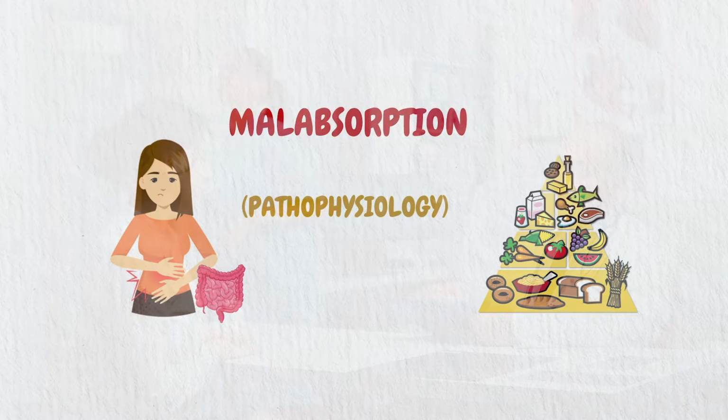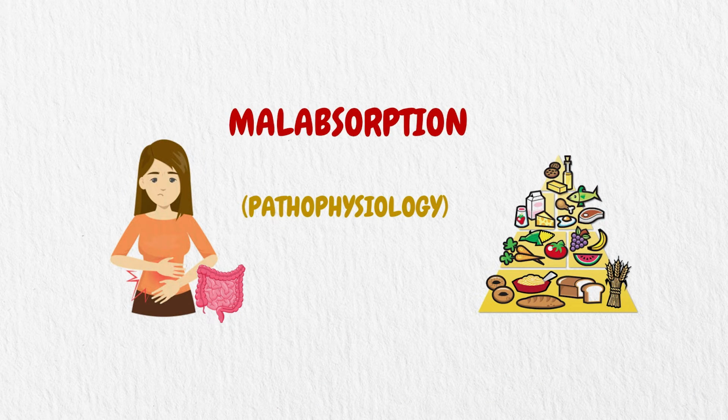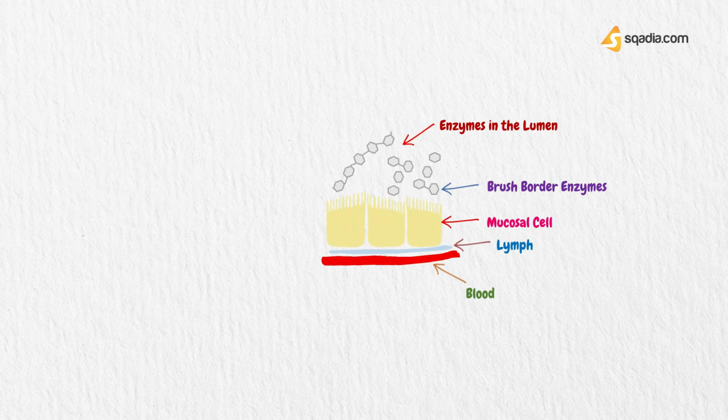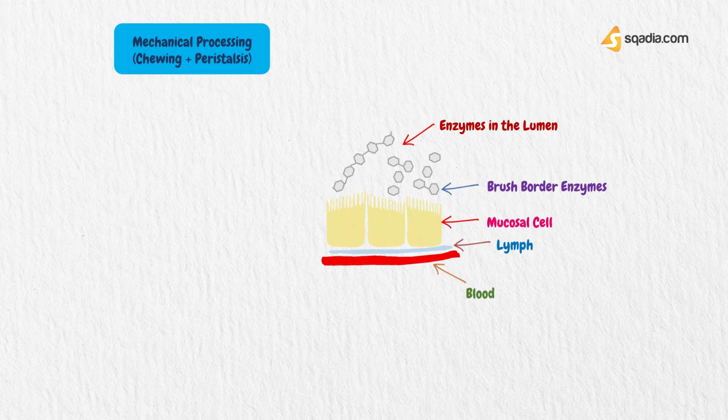In clinical practice, it is very common to come across patients with malabsorption. So, in this lecture, my goal is to make you understand the normal process of digestion and absorption step by step, and it will make it easy for you to understand any abnormality in this process and how it can affect a patient clinically. The first is mechanical processing of food, which is by chewing, and then peristalsis.